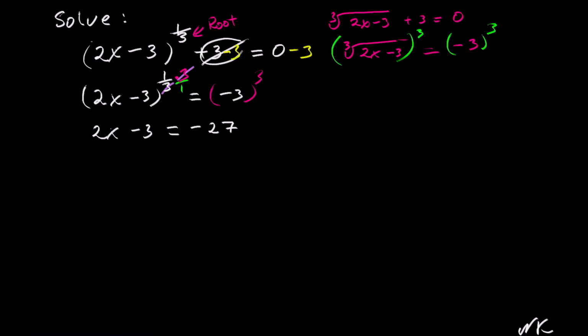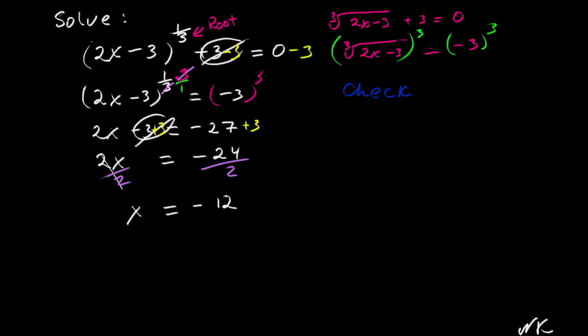We have 2x - 3. Let's do the additive inverse of negative 3 by adding 3. Let's do the same thing to both sides, and we get 2x. Negative 3 plus 3 adds up to 0, equal to negative 27 plus 3, which gives us negative 24. We have 2x is equal to negative 24. So divide by 2 on both sides, 2 out of 2 cancels into 1. So we get x is equal to negative 24 divided by 2, which is negative 12.